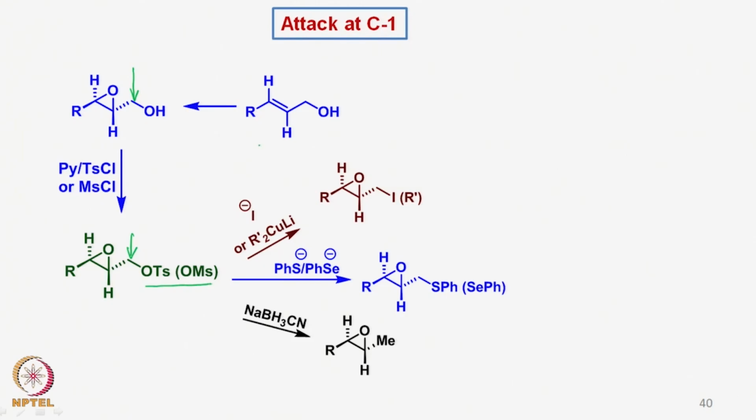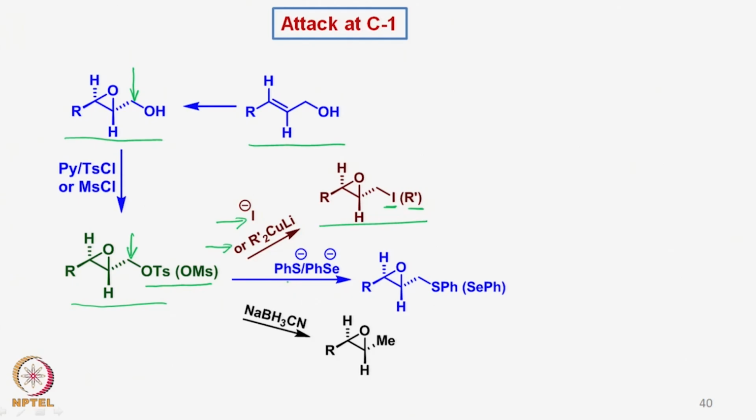So we are starting with this allylic alcohol, and we are getting this epoxy alcohol, and we convert that epoxy alcohol to epoxy tosylate or mesylate, and now we have nucleophiles such as, for example, I minus, a good nucleophile, or cuprate as a good nucleophile. We can directly substitute the carbon tosylate or carbon mesylate bond to the corresponding I or R prime.